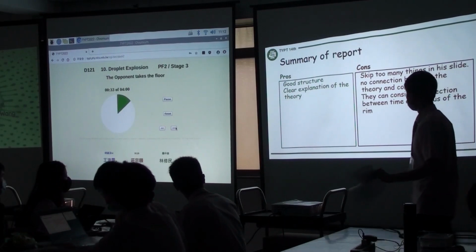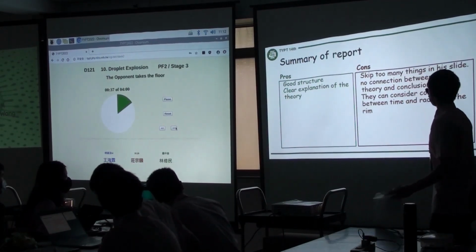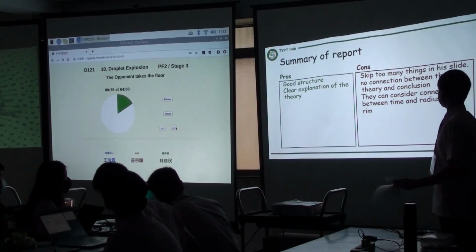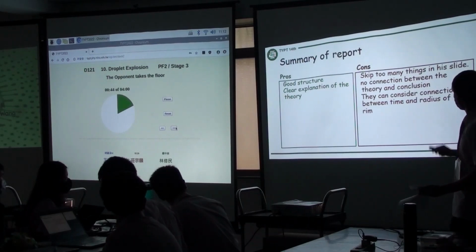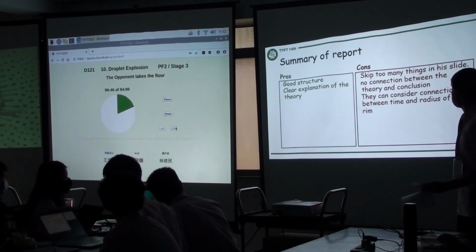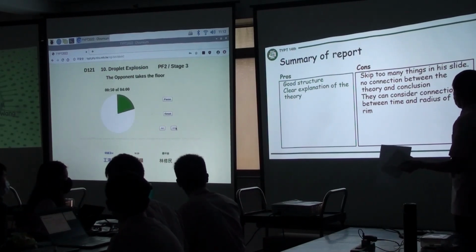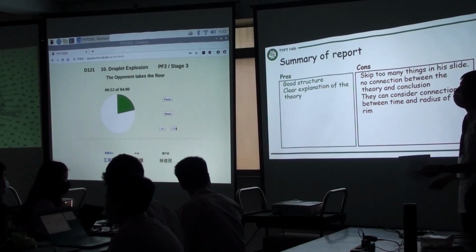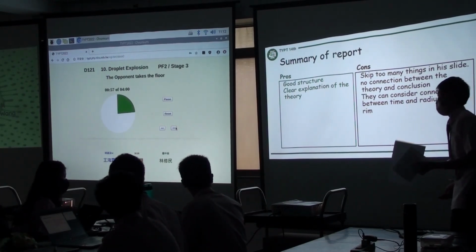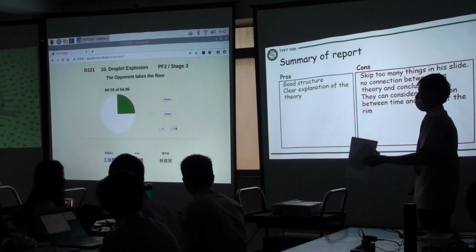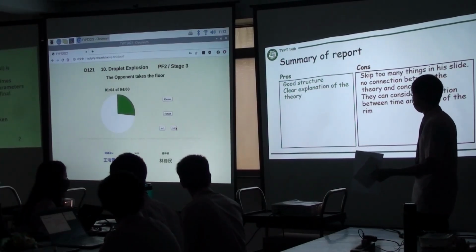It has a very clear structure, and the explanation of the theory is very precise. And the problem is that it says many things in its slides, and I don't see the connection between the theory and the conclusion. It can consider the connection between the time and the radius of the ring, which involves more observation of the fragmentation process, rather than just showing some results of the final size of the droplet.